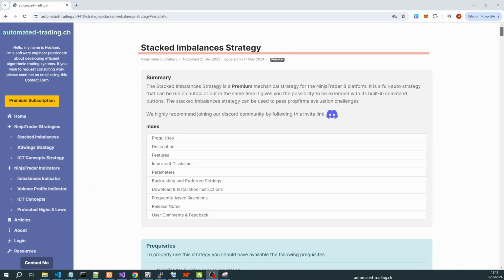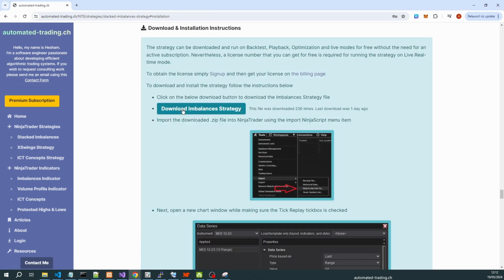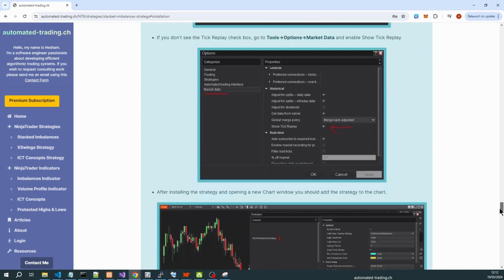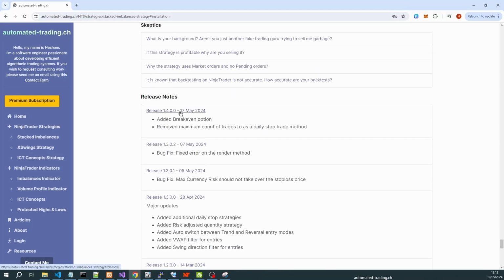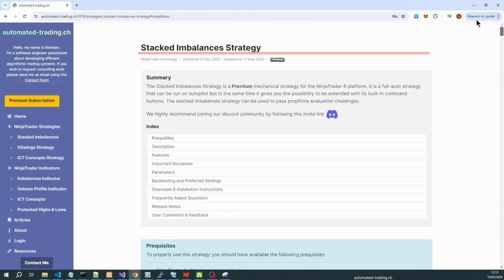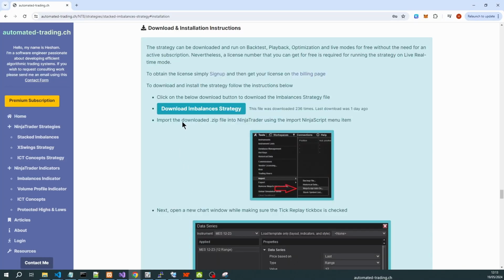So to download the strategy, you need to go to this download and installation instructions section, and from there you click on the download imbalances strategy. The last update, on the date I'm recording this, was on the 17th of May, so 2 days ago. So you make sure that you download the last version. You click on the download imbalance strategy, and there you can see the download file.